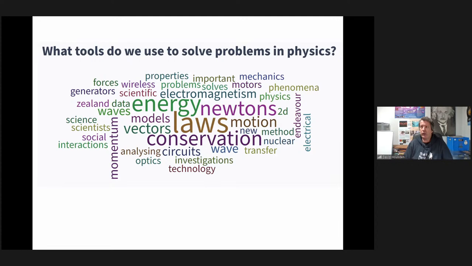The words that are bigger are the ones that people use more often. So you can see in there, no surprise, things like conservation, Newton, laws, energy, motion, vectors, momentum are big words in this. So there's content and there are skills that we need to focus on. And I've picked some problems that are going to try and encourage you to think about these in more detail and to make you focus in on those sort of things.